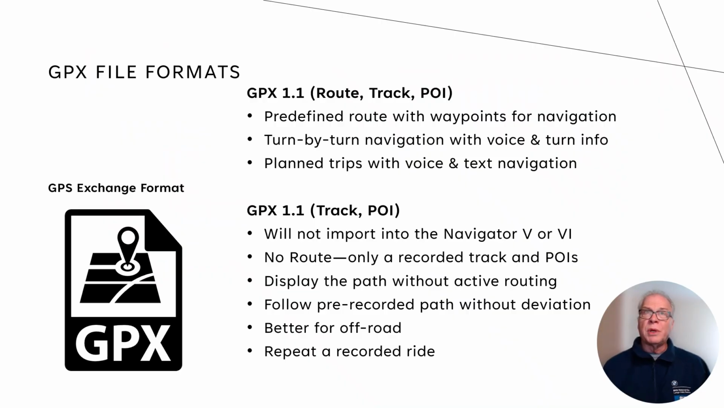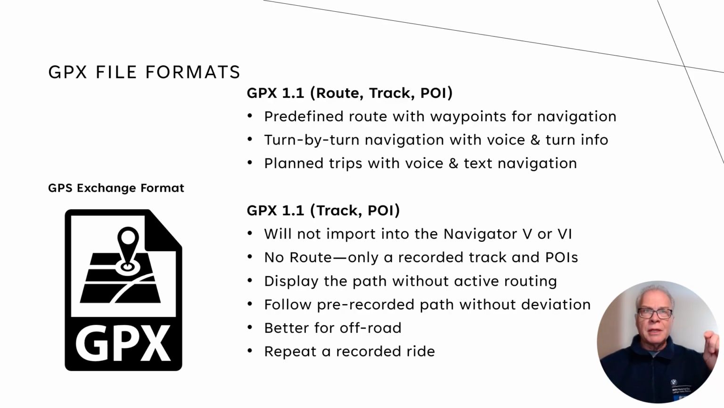So what is the difference between a route track and a track? Well, in a route track, you made a predefined route with waypoints for navigation. And your GPX device on the bike is going to do the turn-by-turn navigation with the voice and turn information coming from the device on the bike. So you can plan a trip and get your voice and text navigation from the device on your motorcycle.